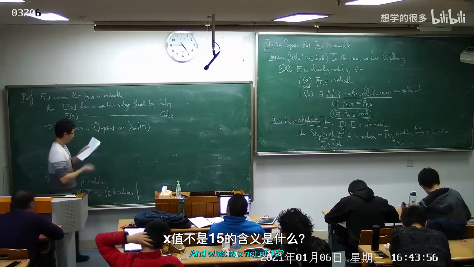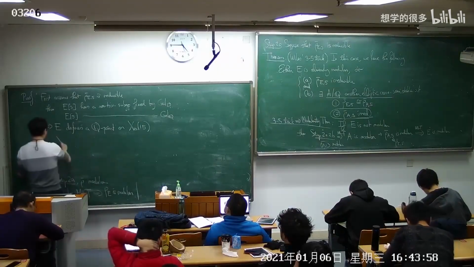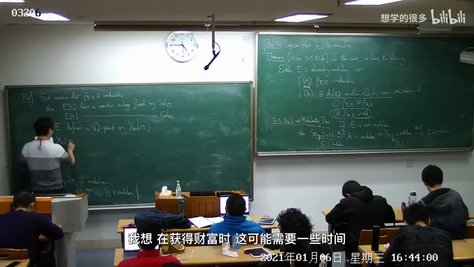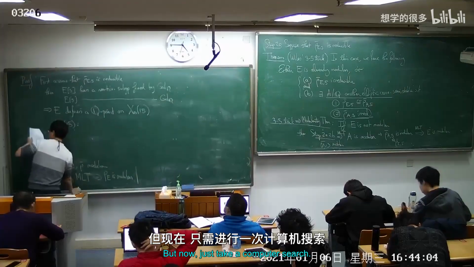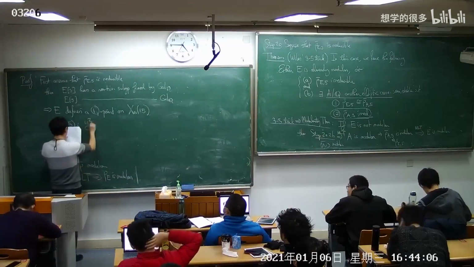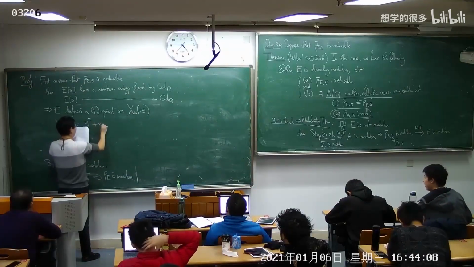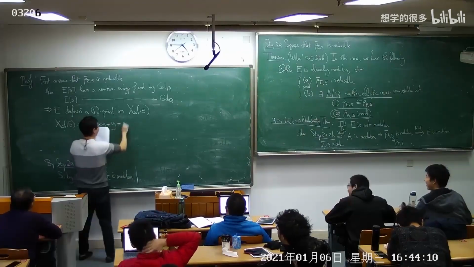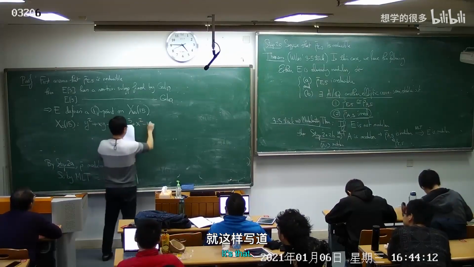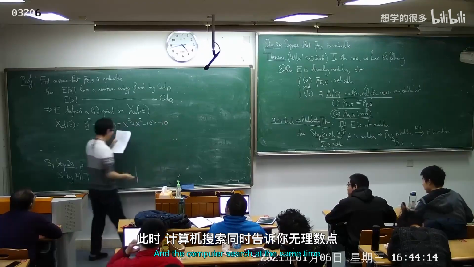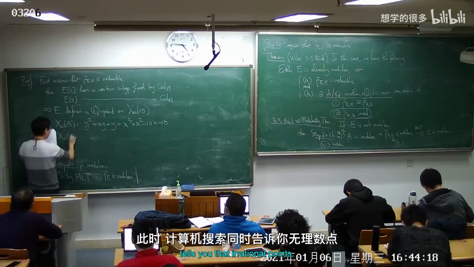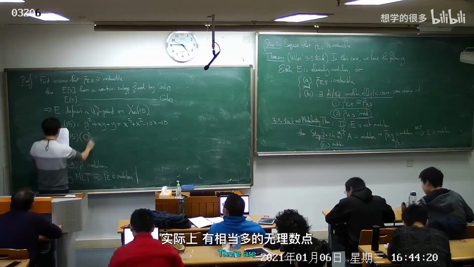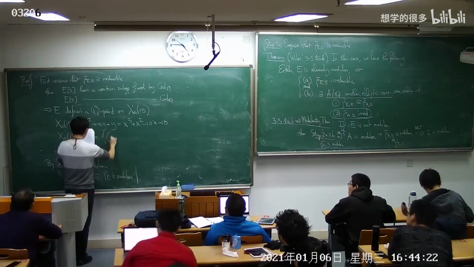And what is X_0(15)? At the time of Wiles, it might have taken some time. But now, just take a computer search. It's that. And the computer search at the same time tells you that the rational points, there are quite a few rational points actually.